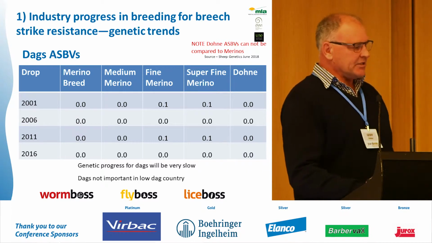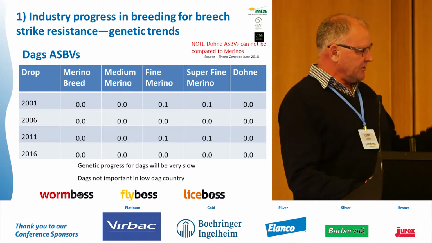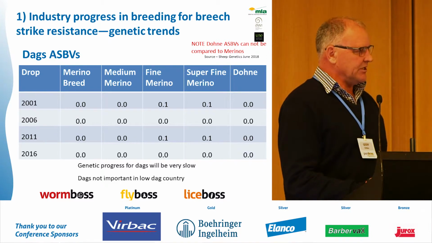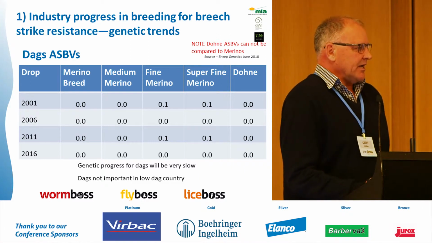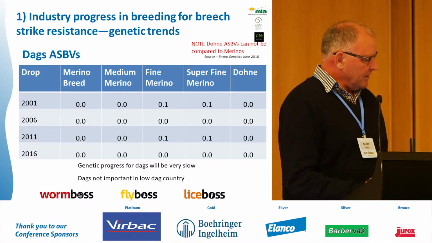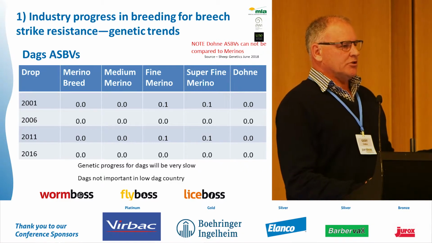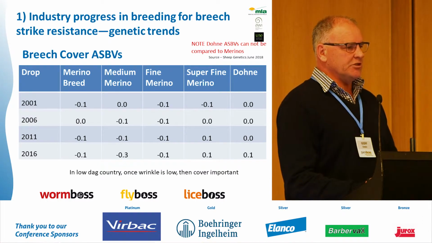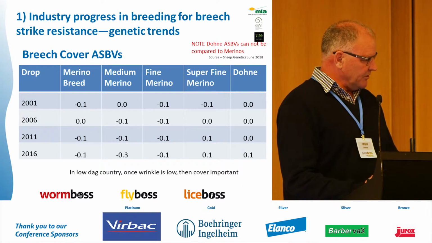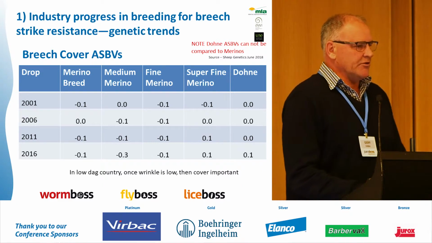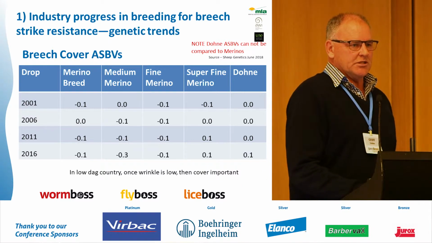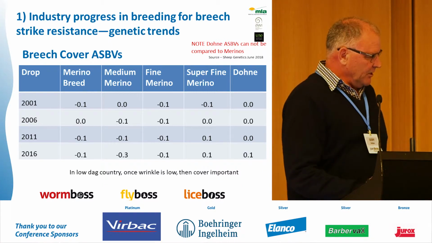In terms of DAGs, another high risk factor, especially in the DAG country, we haven't made a great deal of progress here. Half of the studs don't worry about DAGs because they're in the low DAG country. The other half, it's still a reasonably new trait that's being measured. Not a lot of studs are measuring it, but an increasing amount, and it is a much more difficult trait to select for. So that's been the trend with the DAGs. And then also this is cover. So there you can still see that the medium merino is making some progress with cover.